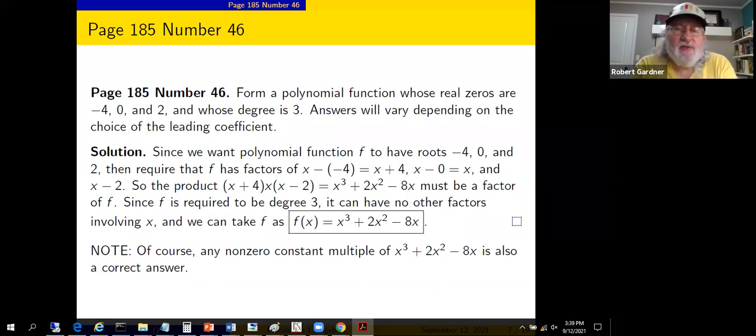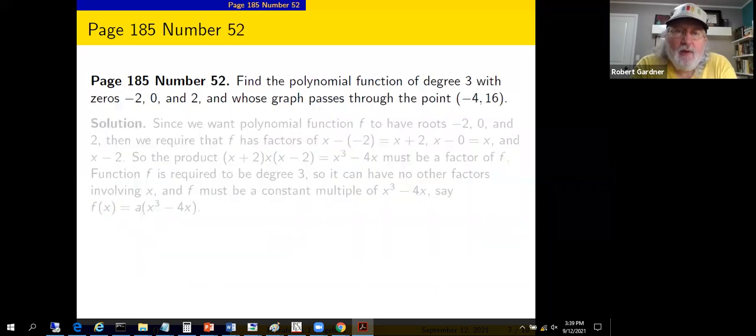Okay, so there they gave us the zeros and the degree, and we found a polynomial. In fact, we found arguably a family of polynomials. In number 52, they do a similar thing, but they give you an additional piece of information. Find the polynomial function of degree 3 with zeros -2, 0, and 2, and whose graph passes through the point -4, 16. So this is new stuff here.